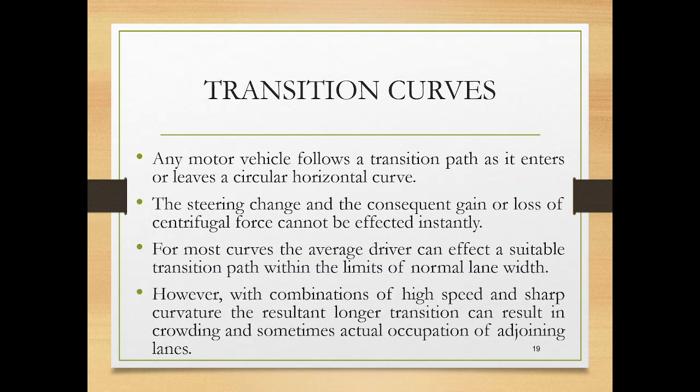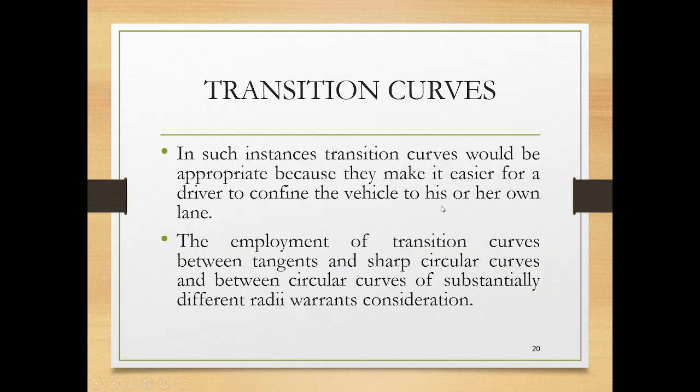Then with combinations of high speed and sharp curvature, the resultant longer transition can result in crowding and sometimes actual occupation of adjoining lanes. That is the problem. So if you have not provided the transition curve, sometimes there can be crowding and actual occupation of the adjoining lanes. So that is very risky. In such instances, transition curves would be appropriate because they make it easier for a driver to confine the vehicle to his or her own lane, because instead of letting the driver to take his own transition curve, we are providing one for ourselves, right?